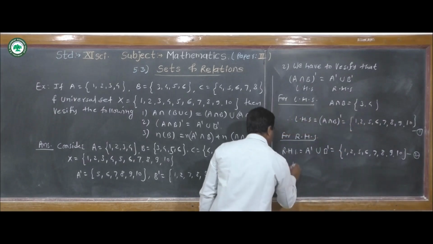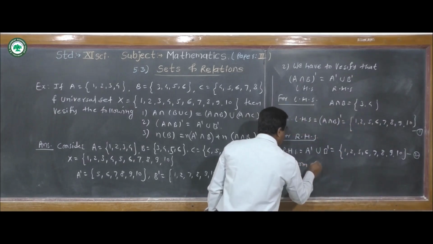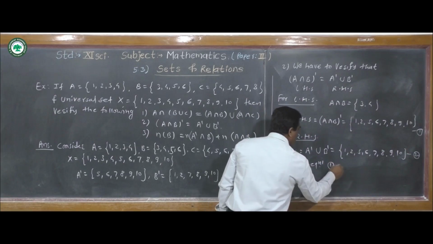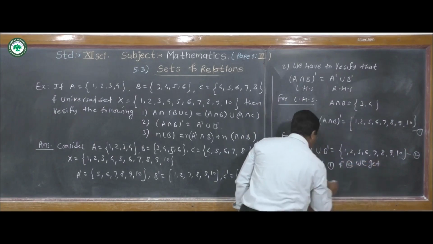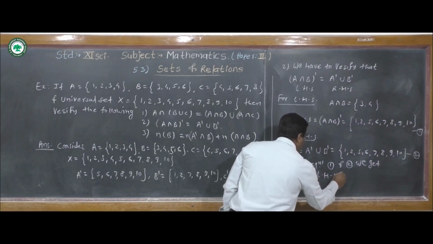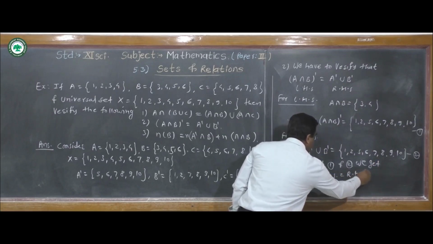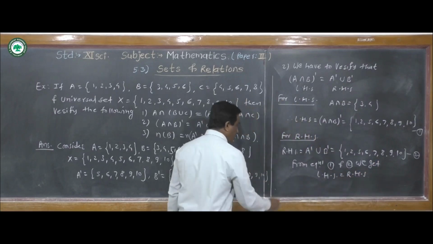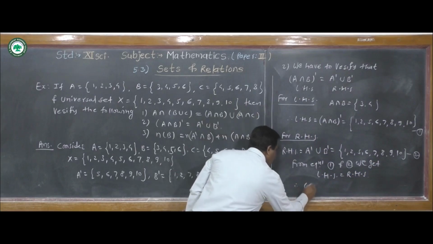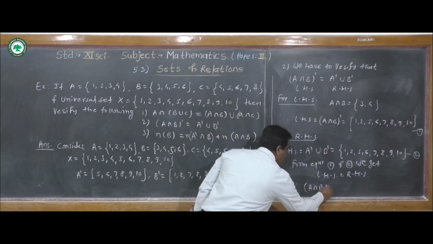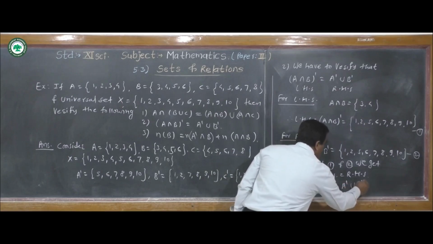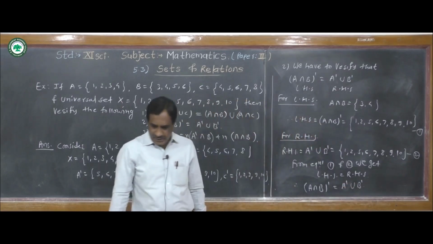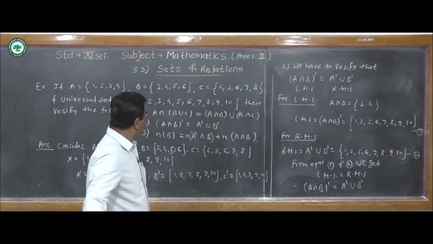Now from equations first and second, we get LHS equal to RHS. Therefore, this De Morgan's law is verified: (A intersection B) complement is equal to A complement union B complement. Okay. Now we see the answer for third number.